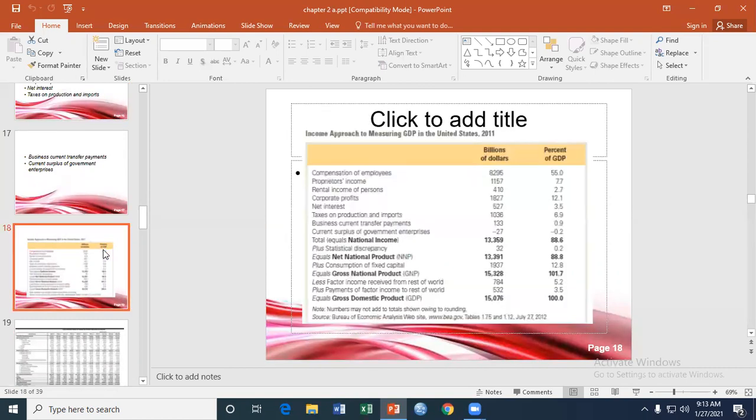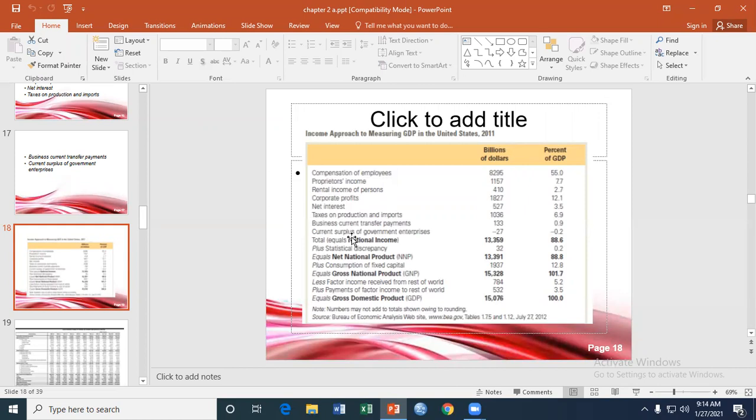Let's recall the concept. The income approach is the sum of 8 types of income: compensation of employees, proprietors' income, rental income of persons, corporate profit, net interest, taxes on production and imports, business current transfer payments, and current surplus, right? Compensation of employees is the income of workers. Proprietors' income is the income of non-incorporated self-employed. Rental income of persons is the income of persons who own land. Corporate profit is the profit earned by corporations. Net interest is the interest earned by individuals minus interest paid by individuals.